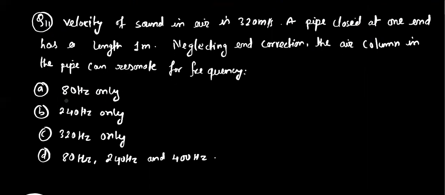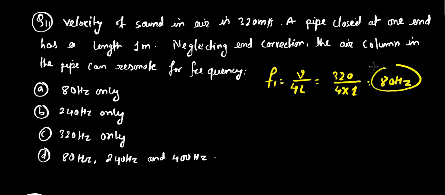The options are 80 hertz, 240, 320, 80, 240 and then 400. First of all, we have to find out the value of fundamental frequency for closed organ pipe. 320, this is 320, and this is 4 into 1 because length is 1. Okay, this is 80 hertz. This is the value of fundamental frequency.